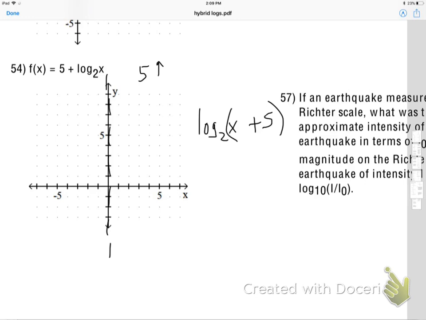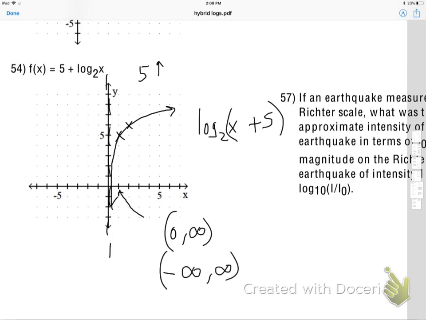So if I go up 5, remember this point that is usually at 1, 0 is now going to be here because it went up 5. There's going to be a point there because it went up 5, and so on and so on. Really, again, approximately something like that. The domain hasn't changed, it's still 0 to infinity. The range hasn't changed, it's still negative infinity to infinity. All I've done is move it up or down. So no left or right movement, so no change to the domain or the vertical asymptote.